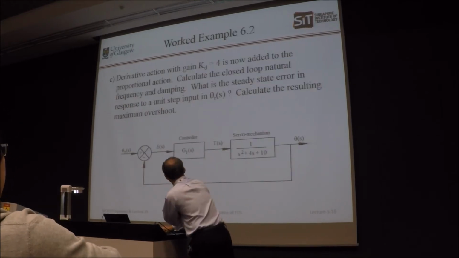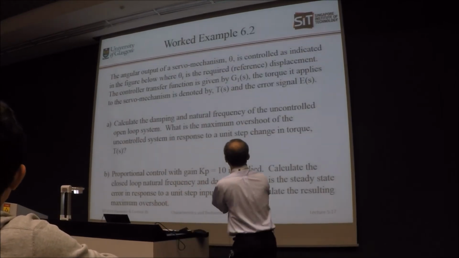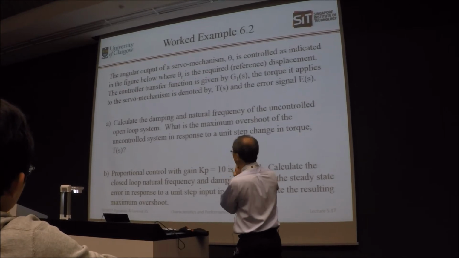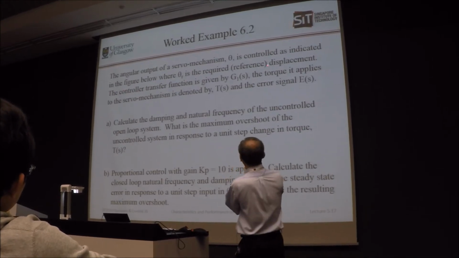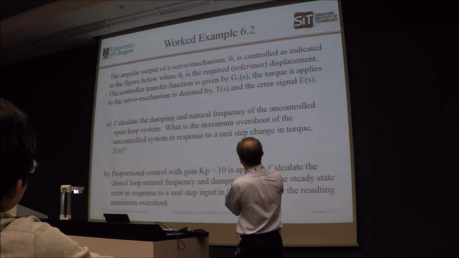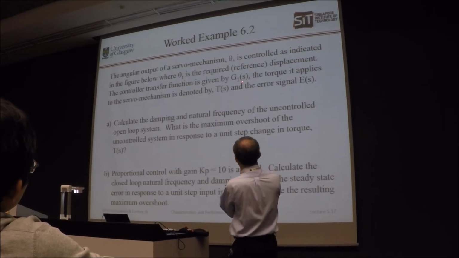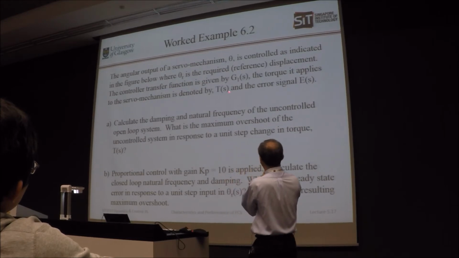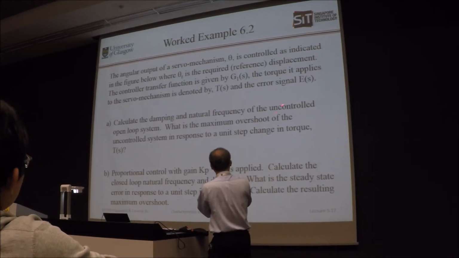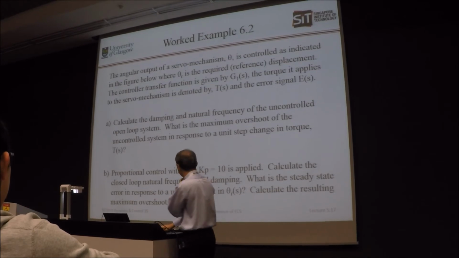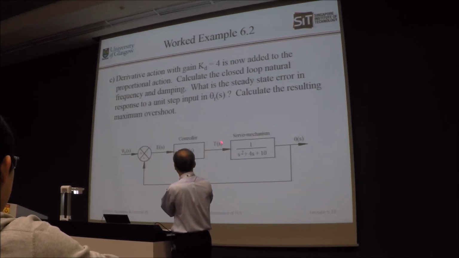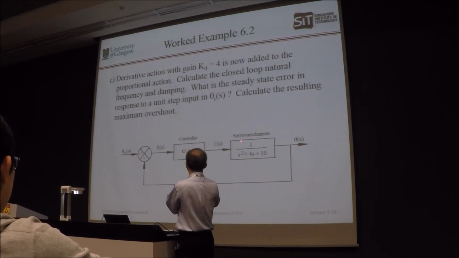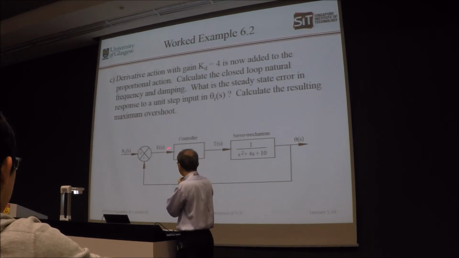Okay, let's take a look. So you are trying to control angular displacement. You have a reference displacement. The controller transfer function is given by G1(s). The torque it applies to the servo mechanism is denoted by Ts. And then the error signal is actually Es. So this is a torque applying to your servo mechanism to actually give out the angular displacement. And this is the actuating error signal. This is a controller.